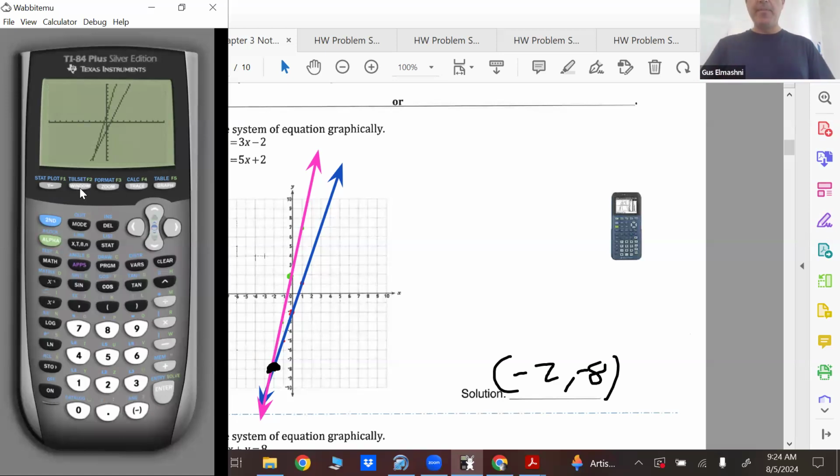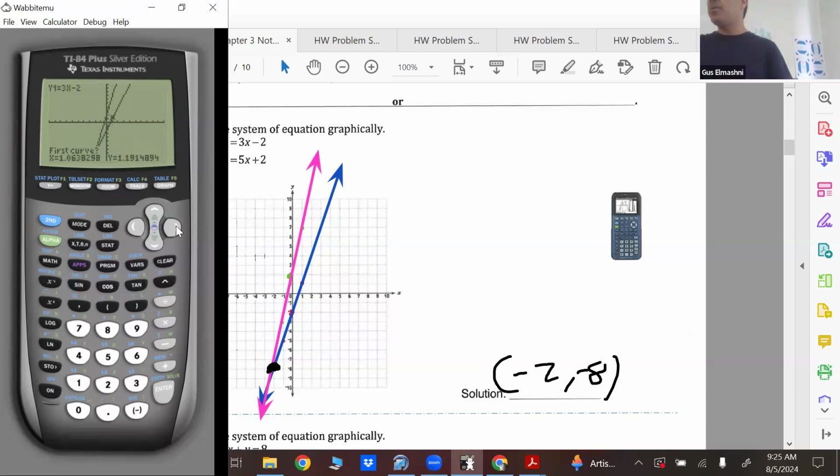So if you hit window, you see it resets the window in a way that's a nice window to work with. And then to see where they touch, hit second trace. That's the calc menu, the calculate menu. Pick option 5. And why do you hit enter 3 times? Notice the cursor's on the first line, and the upper left corner says y1 equals 3x minus 2. You can move the cursor close to the point of intersection or away, it doesn't really matter.